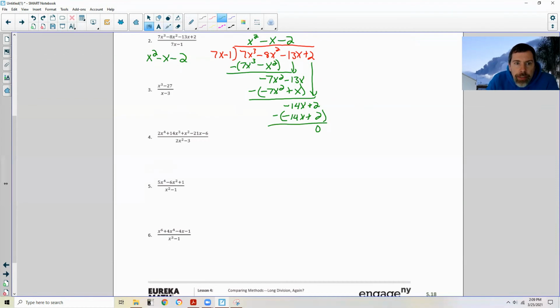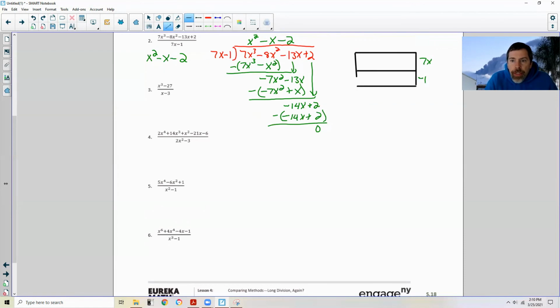But I haven't checked it yet. So I'm going to do my tabular. And I need 2 rows because I'm dividing by 7x. So let's write that in there now. So my 7x will go here, and my minus or negative 1 will go here. Okay, that's how I know there's 2 rows.